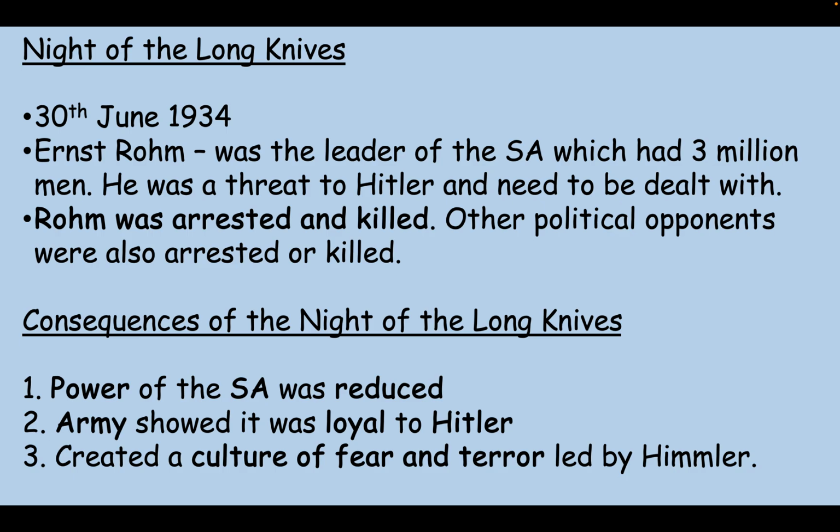Ernst Röhm was the leader of the SA. It had 3 million men in the SA, and he was increasingly becoming a threat to Hitler. Hitler thought that the SA was becoming too powerful, too difficult to handle. It had 3 million men in it. So Röhm had been publicly undermining Hitler, and so Hitler decided that Röhm needed to be dealt with. So Röhm was arrested and killed.